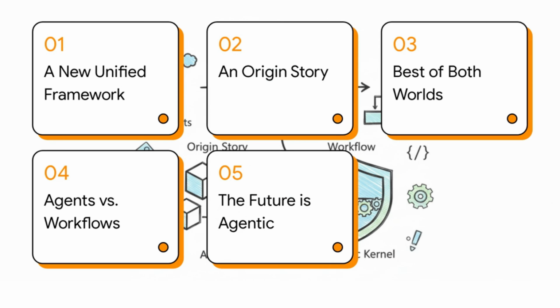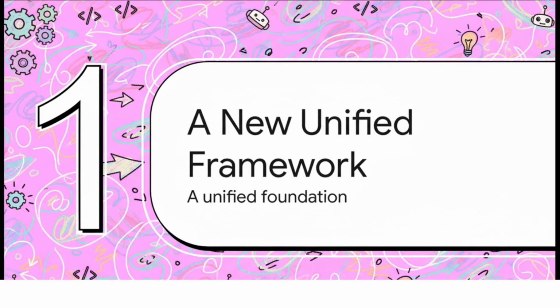So here's how we're going to break this down. First, we'll get right into what this new framework is all about. Then we're going to rewind a bit and look at its origin story. You'll see the two powerful projects it came from. After that, we'll see how it pulls the best from both worlds, and then we'll unpack its two main superpowers, agents and workflows. And finally, we'll wrap up by looking at how you can get your hands on it right now. Okay, let's jump straight in.